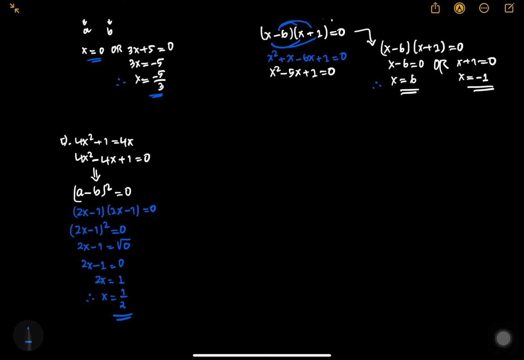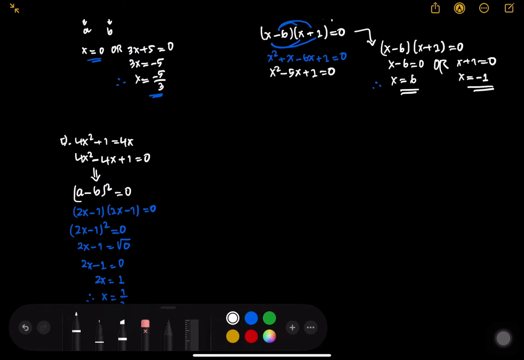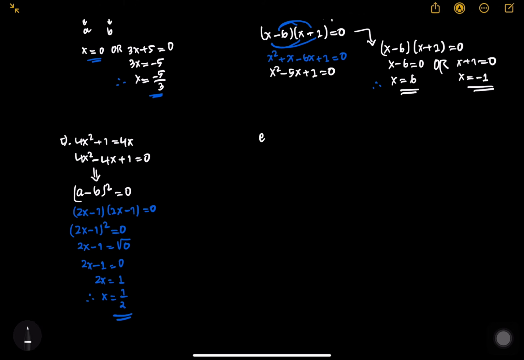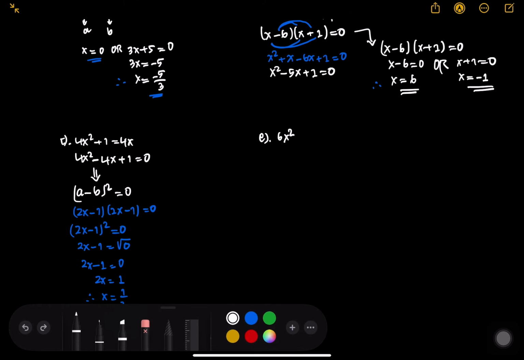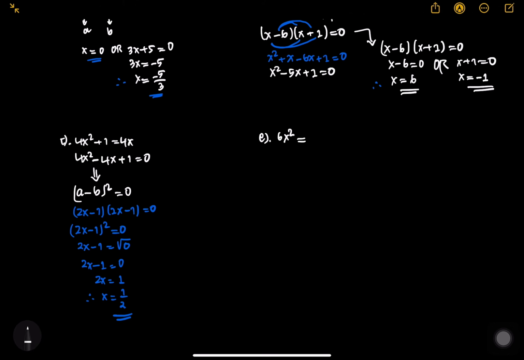And then the next one is E. 6x squared, not minus, equals 11x plus 10. How do we find the variable x? So if you look at that, they're not exactly in the form of ax squared plus bx plus c. So then we have to rearrange them.